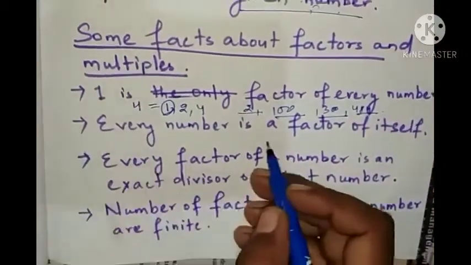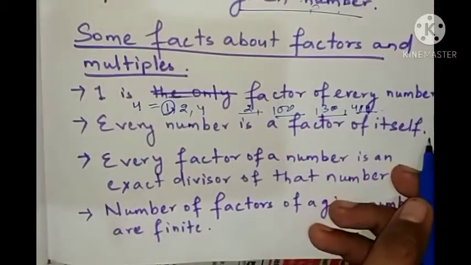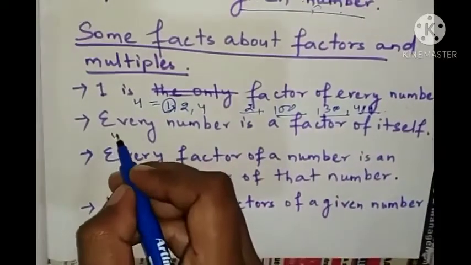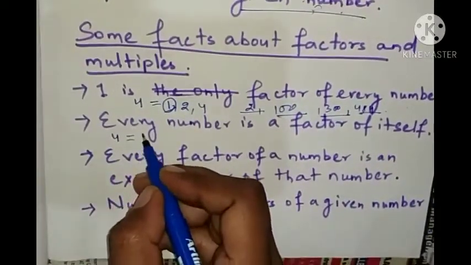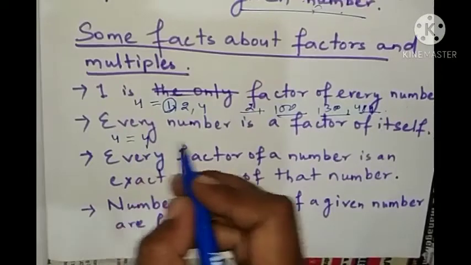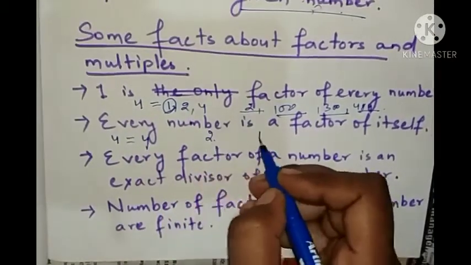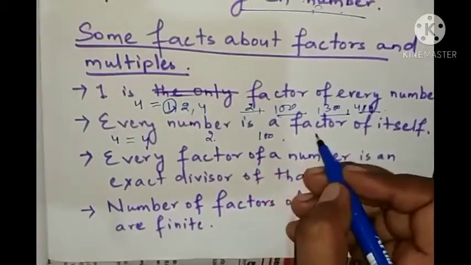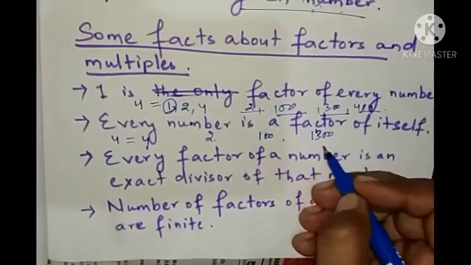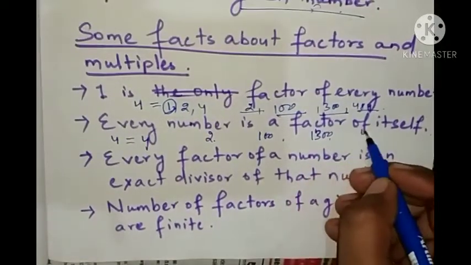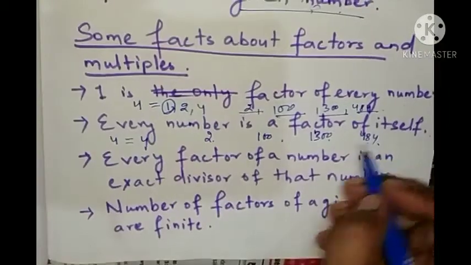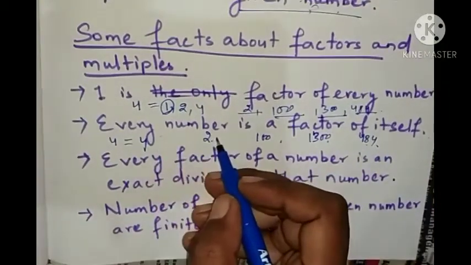Next, number 2, every number is a factor of itself. So you have seen 4 can be divided by 4. 2 can be divided by 2. 100 can be divided by 100. 1300, this one also can be divided by 1300. 484 divided by 484. Every number can be divided by the same number.